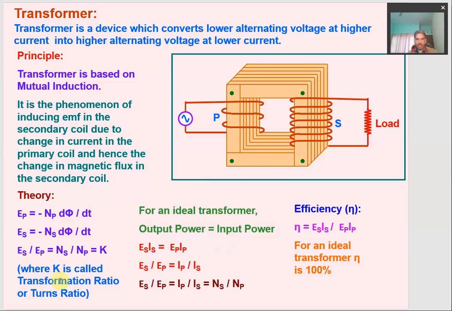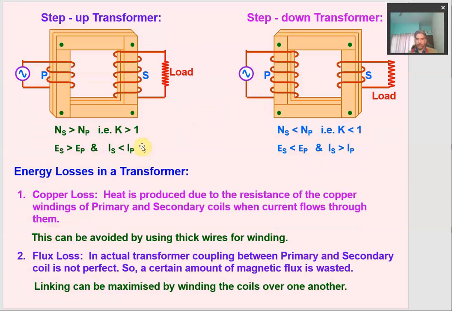So the current will be inversely proportional to the EMF induced. It can increase the voltage by reducing the current. So the current in the secondary coil will be less than the current in the primary coil. This is how a step up transformer works.